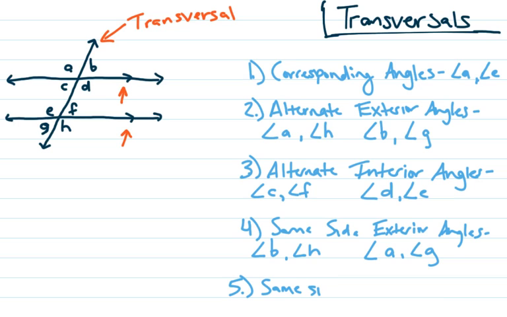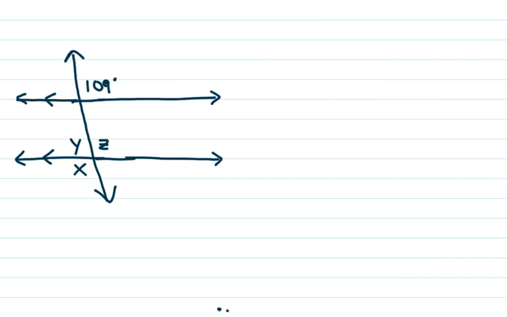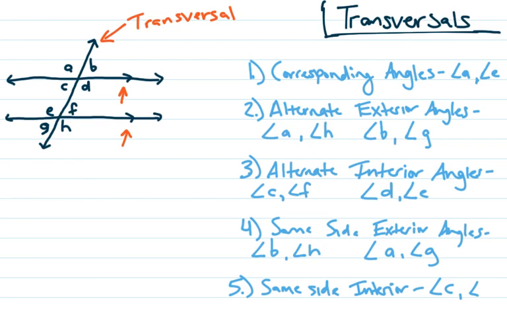Same thing here, same side interior as well. An example of those would be angle C and E. Also angle D and F would also fall into that group. And so angle C and E and angle D and F. And those are also supplementary. They're also going to add up to 180 degrees.